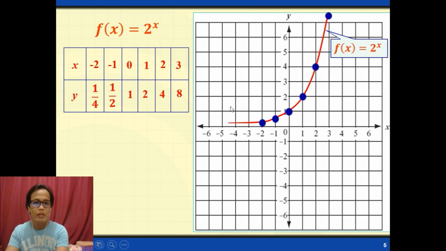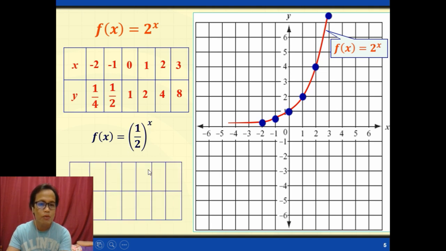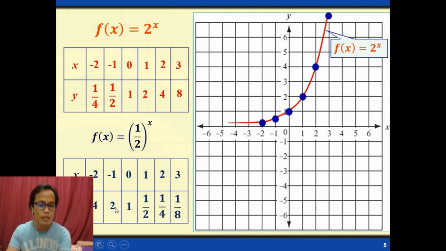Next, let's proceed to the next function. Kini greater than 1. Now this time, we will have less than 1 greater than 0. So this value is in between 0 and 1. So 1 half quantity raised to x. Ang atong ordered pairs, table of values kanina, the same.